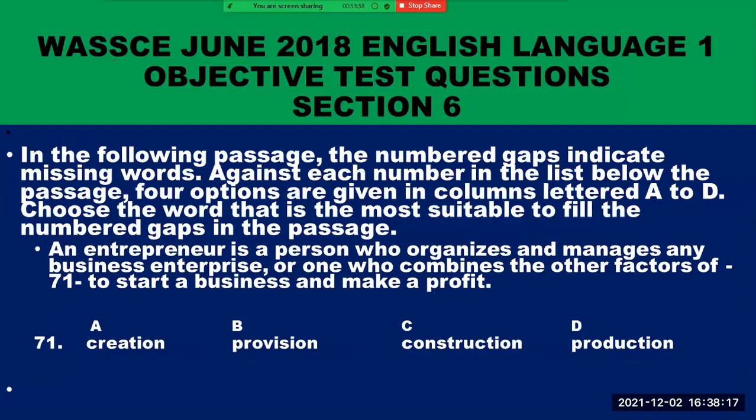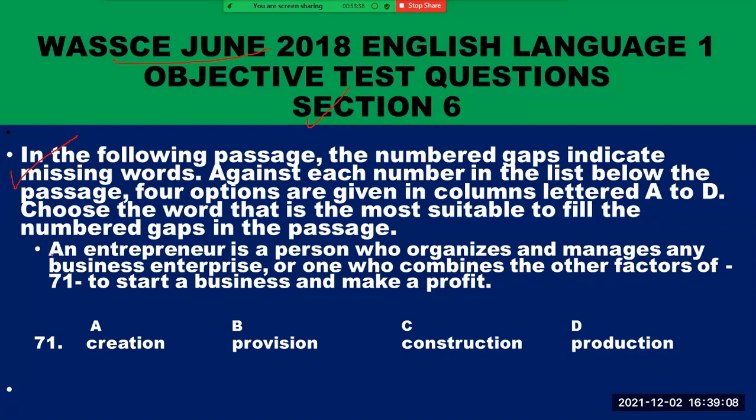Now this is WASSCE June 2018. Again, section 6 objective test questions. The instruction is the same. In the following passage, the numbered gaps indicate missing words. Against each number in the list below the passage, 4 options are given in columns lettered A to D. Choose the word that is the most suitable to fill the numbered gaps in the passage. Again, we are looking at numbered gaps, the same question we saw in section 6, 2020, and section 6, 2019, respectively. That's exactly what we are looking at right in front of us in section 6, 2018. Now let's look at the passage.